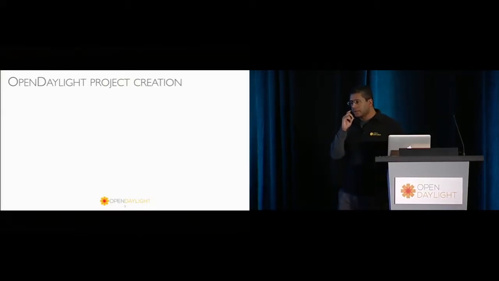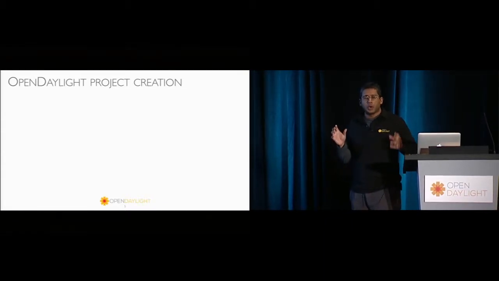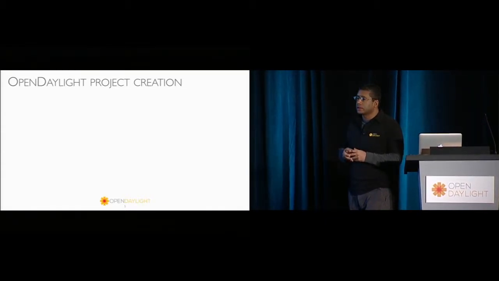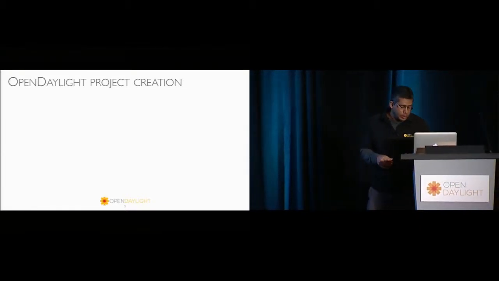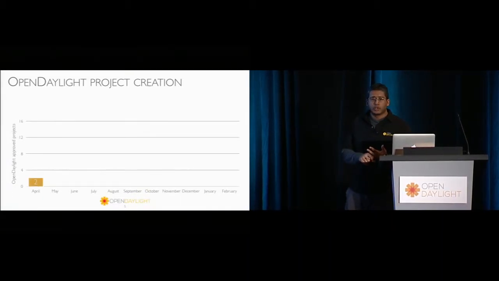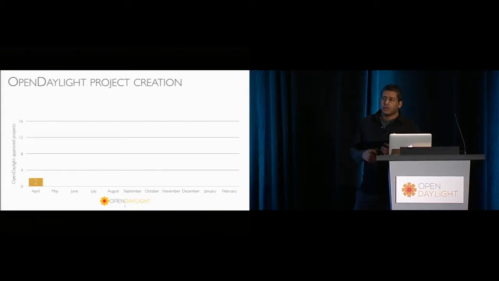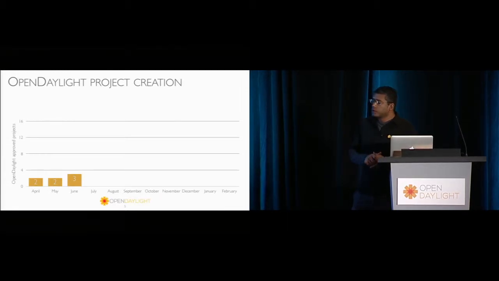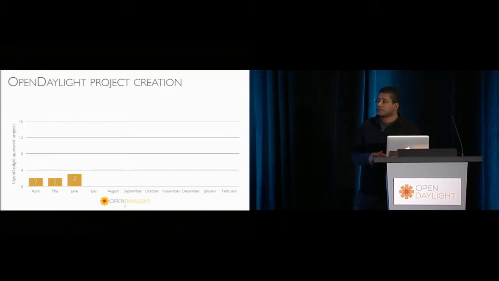One way to measure the interest and how much code is coming into the project is around the creation of projects. When we launched OpenDaylight in April, we started with just 2 projects, right? You may recall both of them were around the controller code base itself, the base controller. And that persisted for some time. In June of last year, we got another project around virtual tenant networking that the NEC team brought.